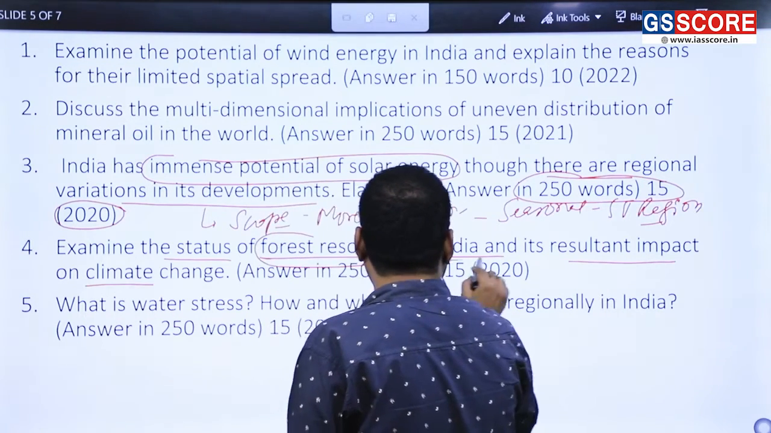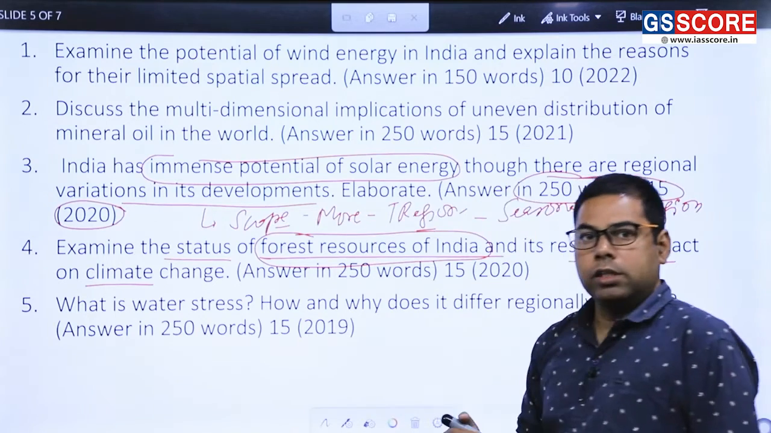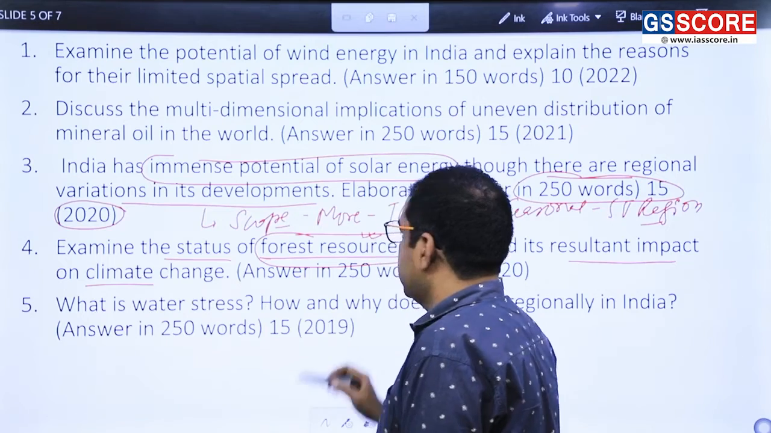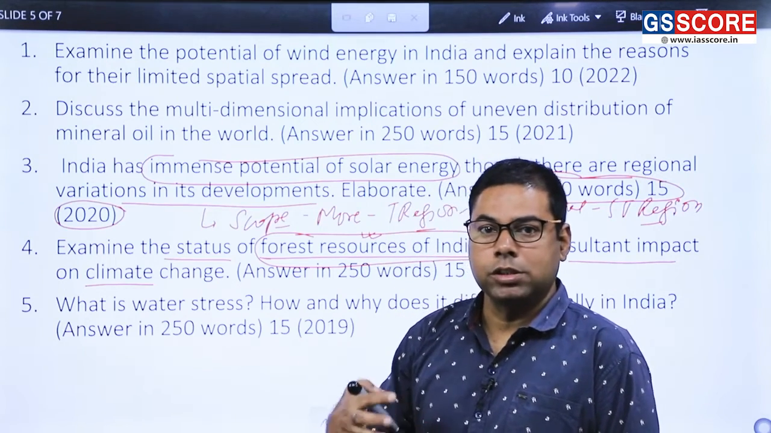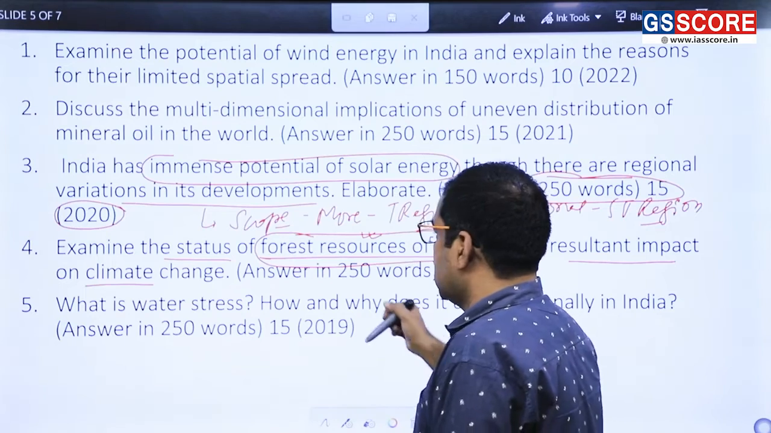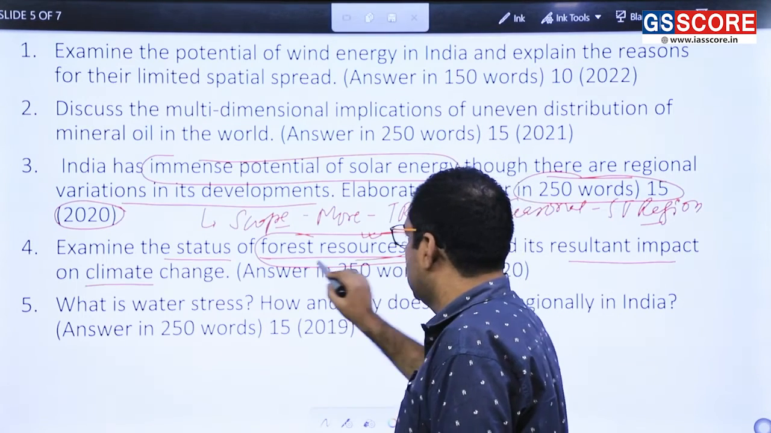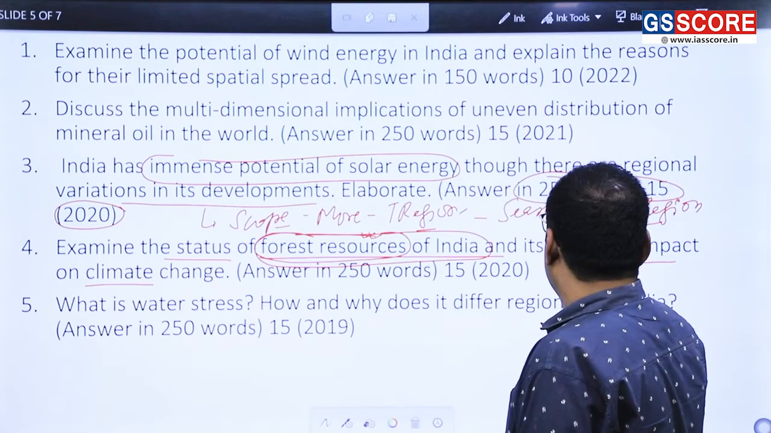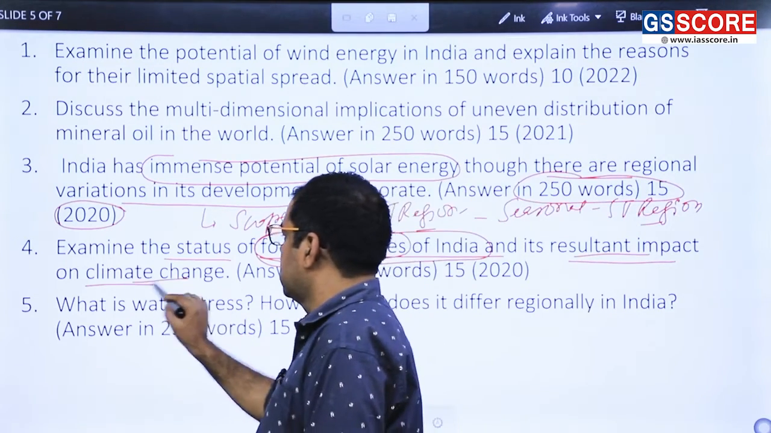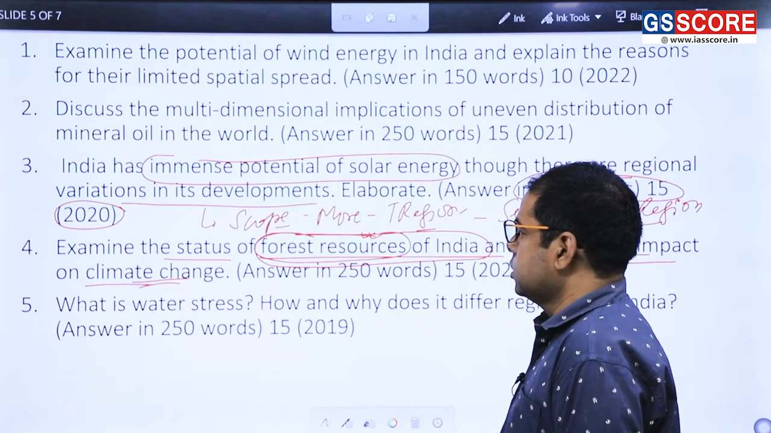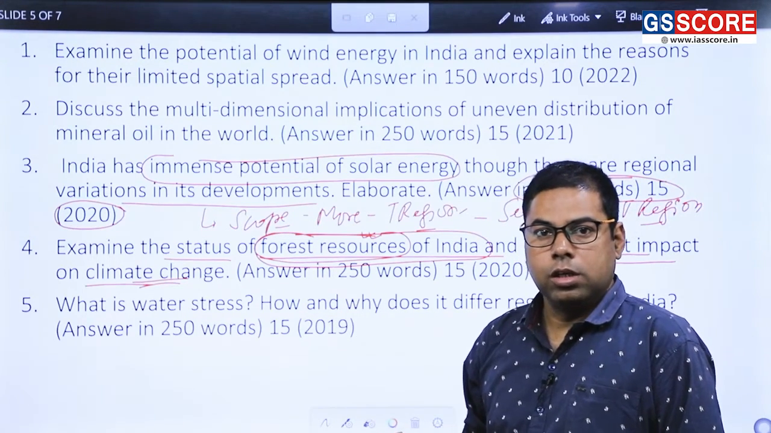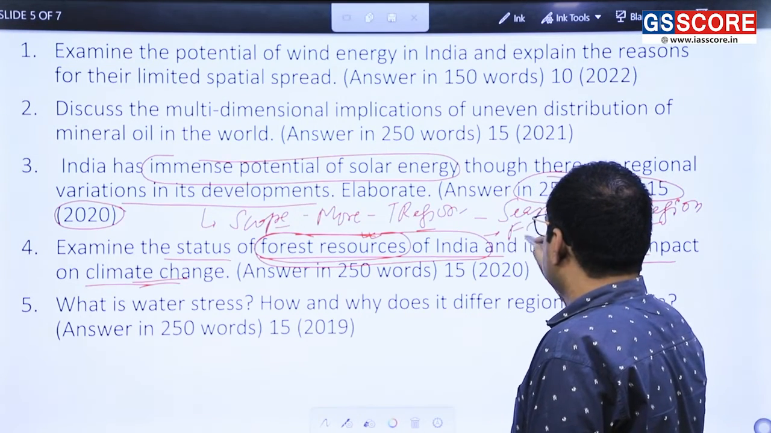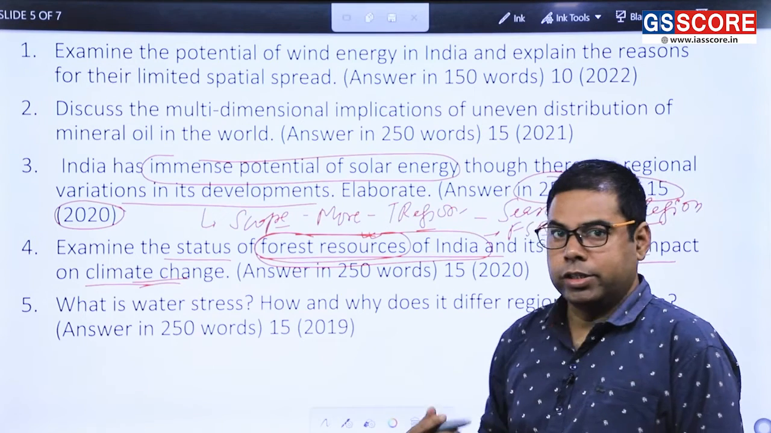So this is forest. We have already discussed in the geography of India that forests are very important in terms of maintaining biodiversity and the environment. But here the question asks about these forests as a resource and their resultant impact on climate change, right? So we have to discuss the present scenario of forest cover in India. You can write this on the basis of the forest survey report of the latest year.